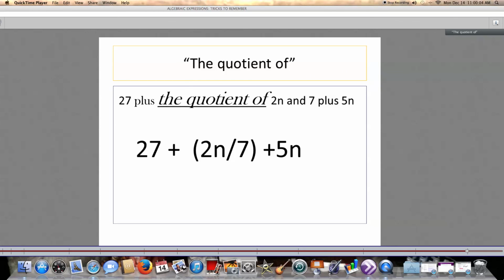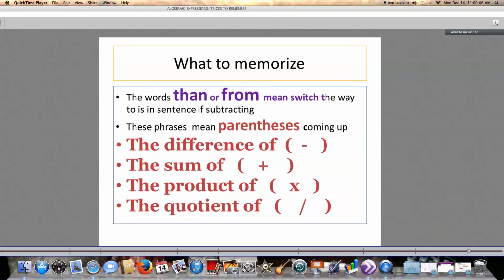So what you need to memorize? You need to memorize, if you see the words than or from and you're talking about subtracting, it's time to switch the order. You're going to switch the way it comes from the sentence. And you're going to memorize the phrases. The difference of means parentheses with a minus. The sum of means parentheses with a plus. The product of means parentheses with a times. And the quotient of means parentheses with division.